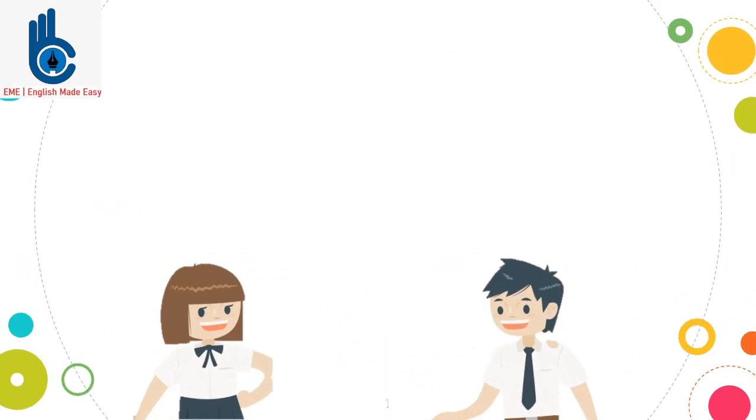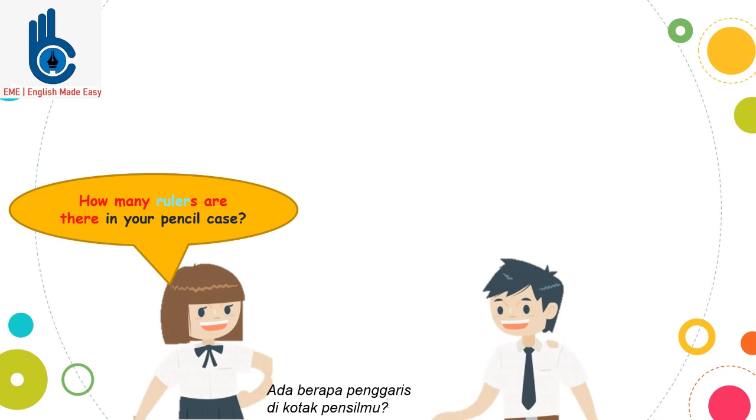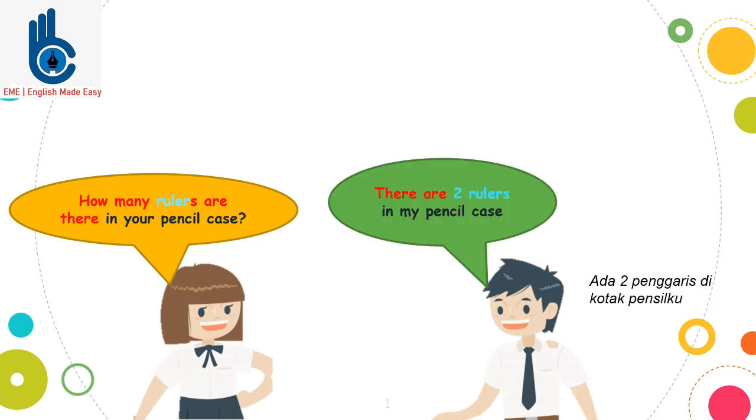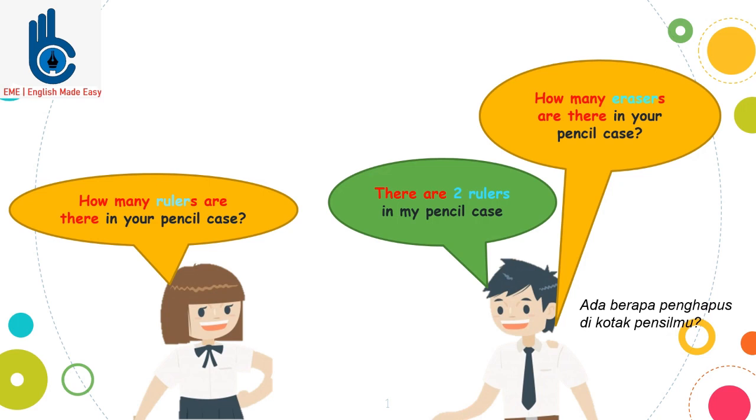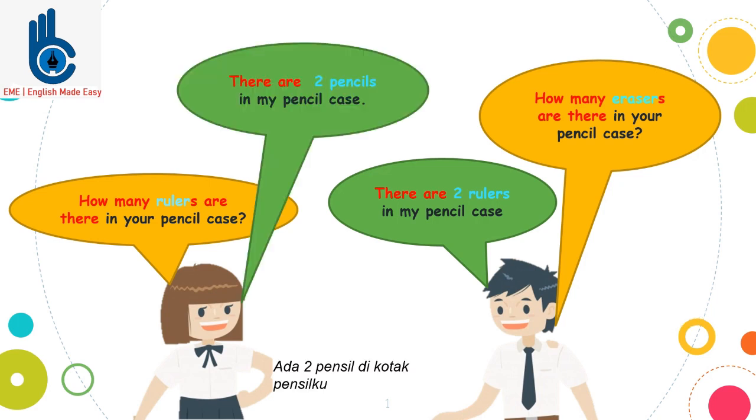Dalam dialog tadi, kita mendengarkan kedua anak ini sedang bercakap-cakap tentang persiapan mereka dalam menyiapkan alat tulis untuk pelajaran matematika nanti. The girl said, "How many rulers are there in your pencil case?" And the boy answered, "There are 2 rulers in my pencil case." Then the boy asked, "How many erasers are there in your pencil case?" And the girl answered, "There are 2 pencils in my pencil case."